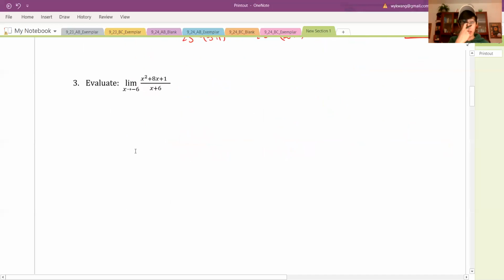Now, this is the limit as x approaches negative 6. Well, when I plug it in, let's see. I'm going to plug in negative 6 in the denominator plus 6. Oh, I'm getting 0 again. Oh, cool. Is it an asymptote limit? Well, let's try factoring first.